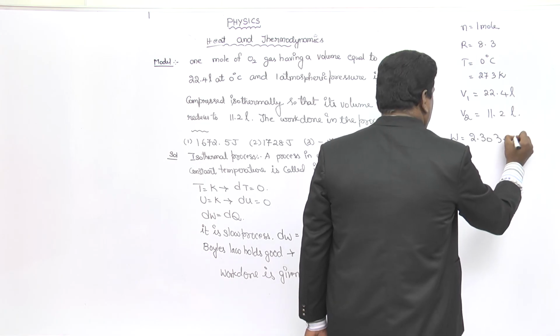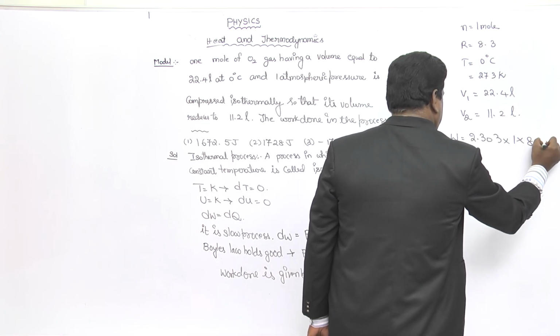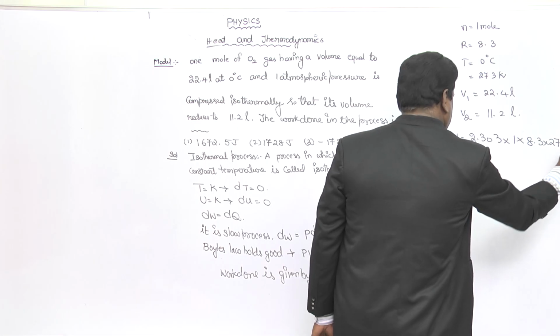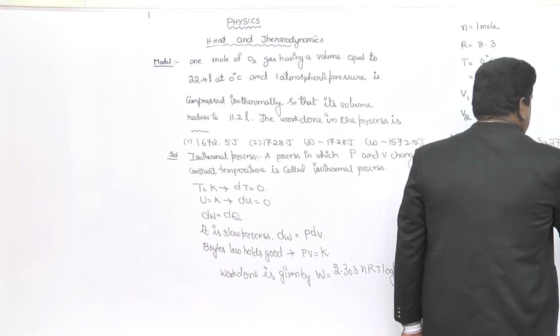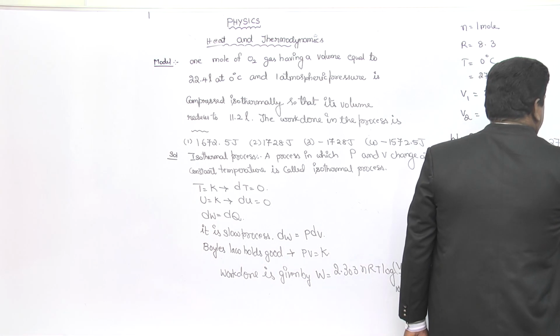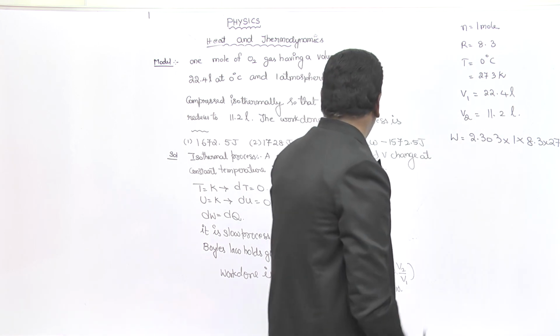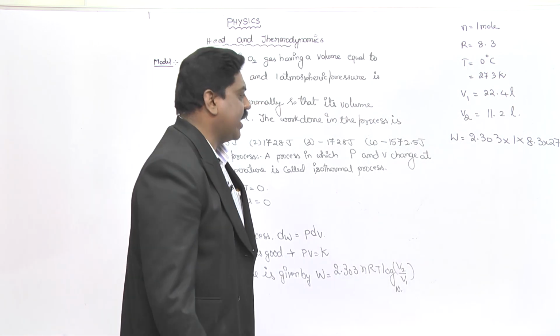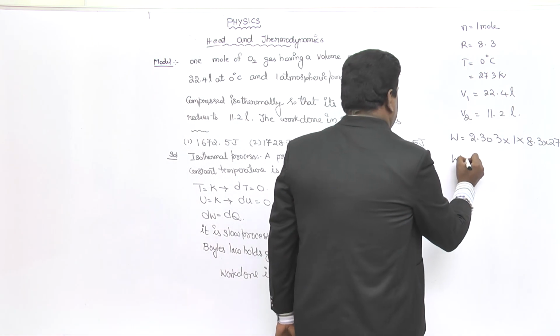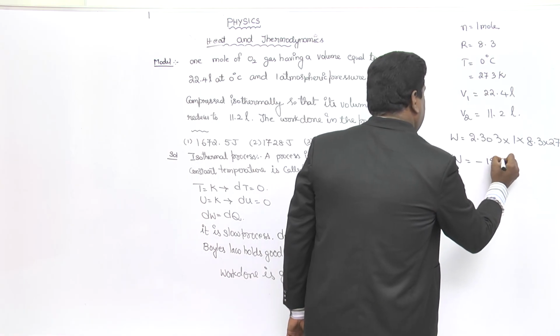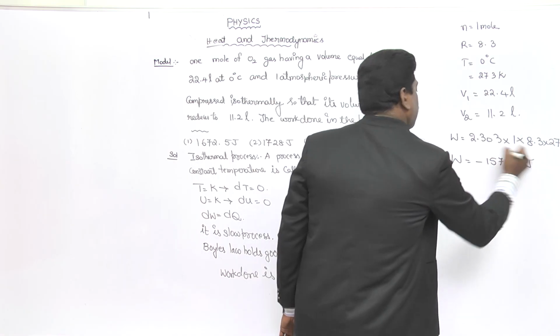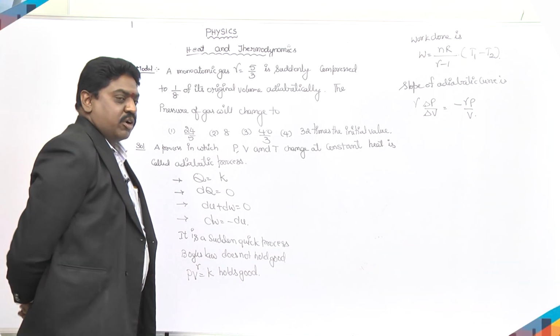On substituting all those values, the work done is given as 2.303 into 1 into 8.3 into 273 into log 11.2 by 22.4 to base 10. On simplifying this, we get work done as minus 1572.5 joules.